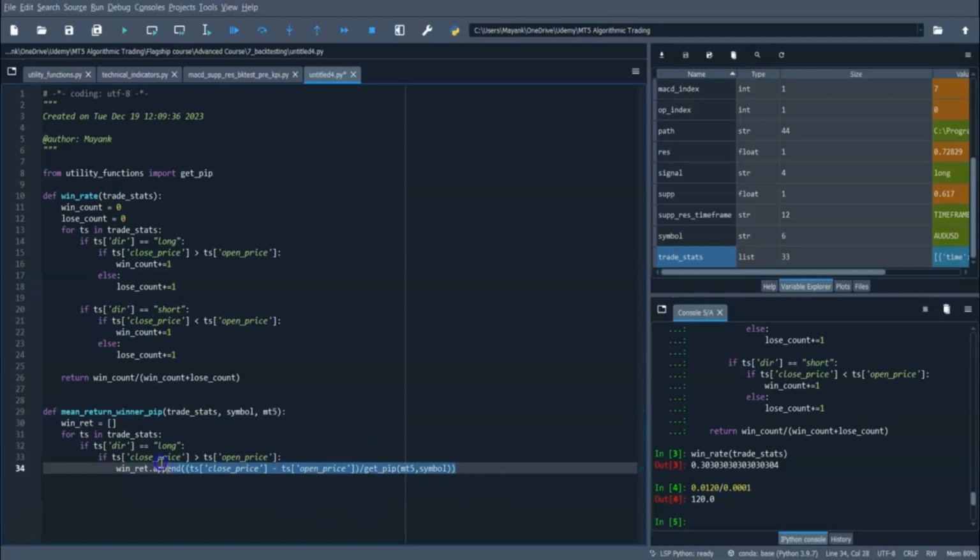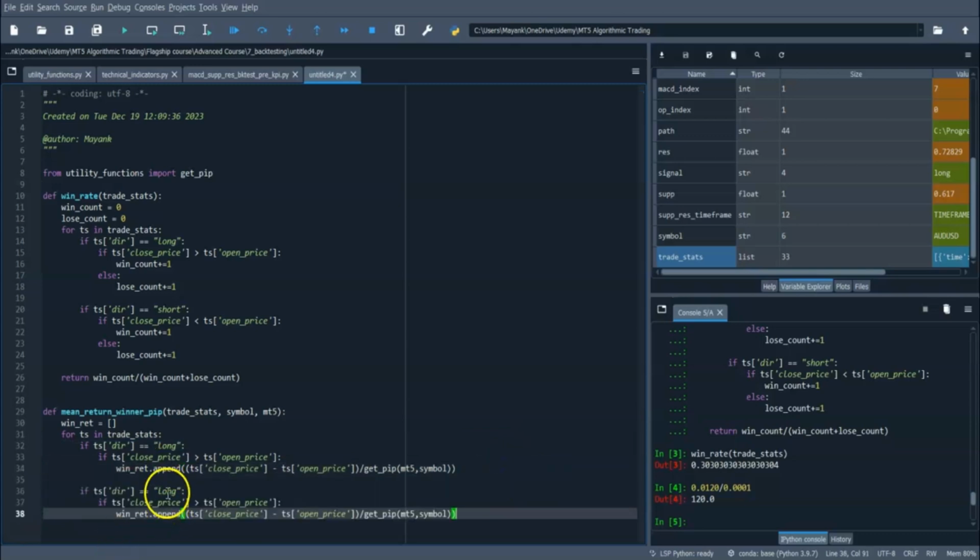Alright, and now let me copy this code block and do it for short trades. So if TSDIR is equal to short, if close price is less than open price, then it is a profitable trade. And the return in case of short is open price minus close price. So this would be flipped: open price minus close price.